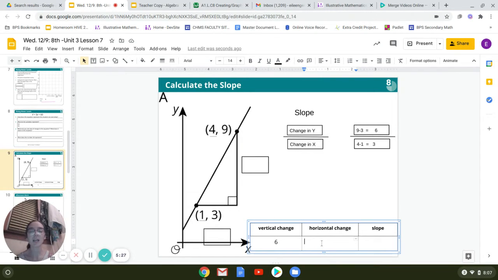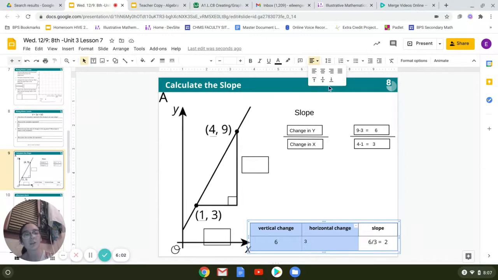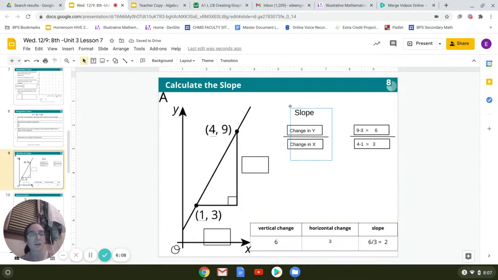So if I write that as my vertical change over my horizontal change, that would be 6 over 3. 6 divided by 3, and we can simplify that to the number 2. Okay? So that's how we're going to do that first one, is we're going to say change in y over change in x is written as vertical change over horizontal change, and we can say 6 divided by 3. Okay? So that was the first one here.